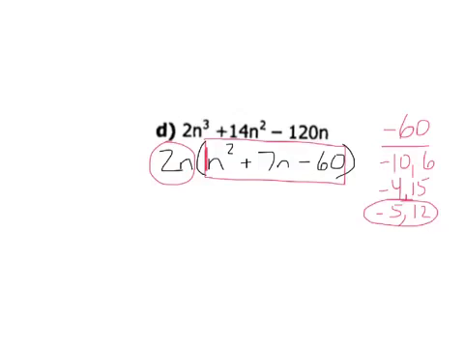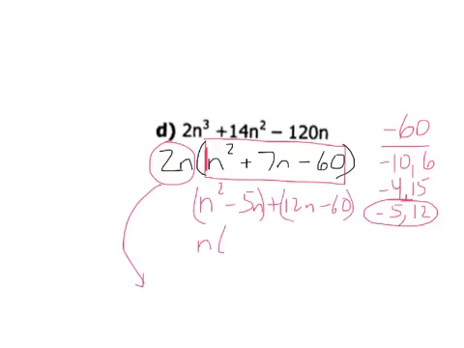So again, forget about the 2n out in front. We're just going to bring that down and put that in our final answer. But for right now, forget about it. So I have n squared minus 5n plus 12n minus 60. And now I factor by grouping.